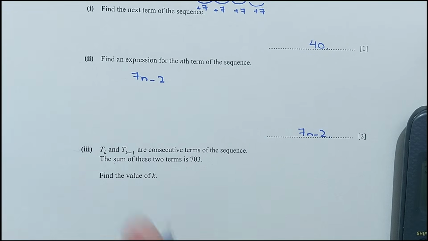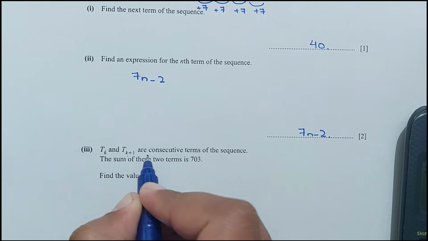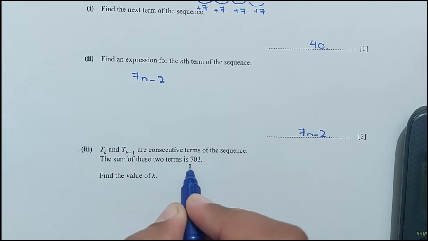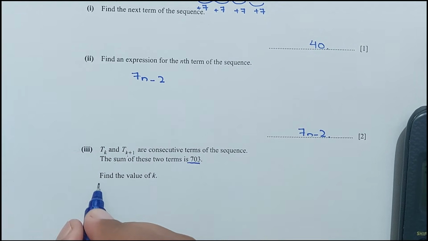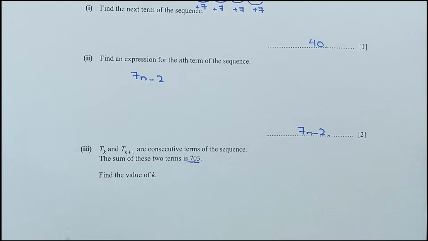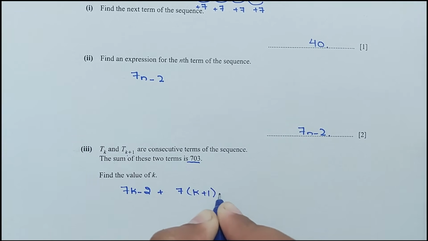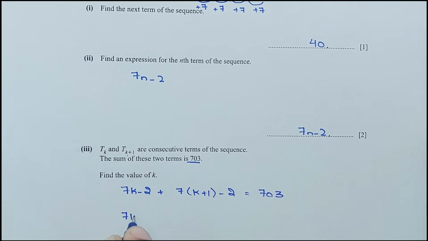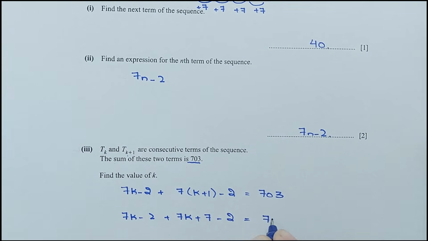Now for the third part, tk and tk plus 1 are consecutive terms of a sequence. The sum of these two terms is 703. Find the value of k. So tk would be 7k minus 2, plus tk plus 1, 7 into k plus 1 and minus 2. Its sum is 703. We have to solve for k.